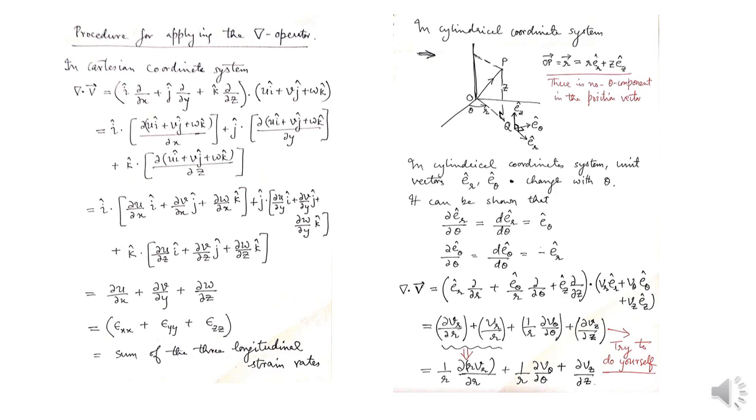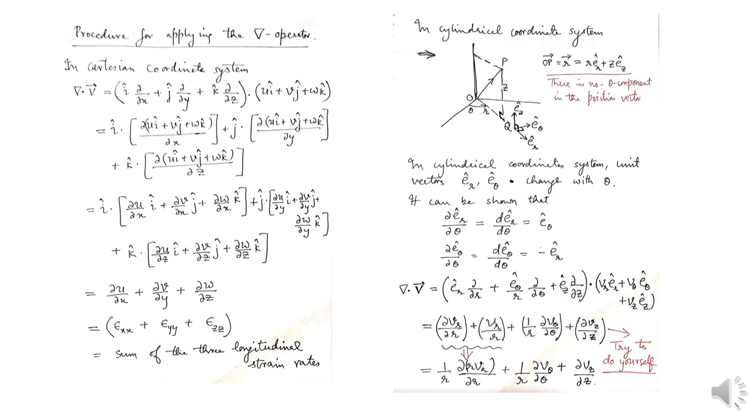So therefore u i cap del x becomes del u del x i cap, and del x of v j cap becomes del v del x j cap, and so on. So all the various terms are likewise simplified. Remember, what has happened here is that a stage was there where we have to consider the unit vectors, or rather their derivatives with respect to space. So that stage comes when you are using this del operator.